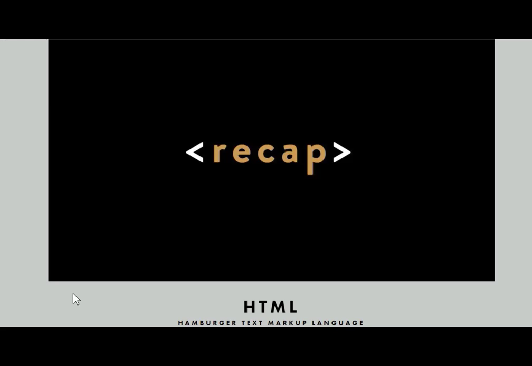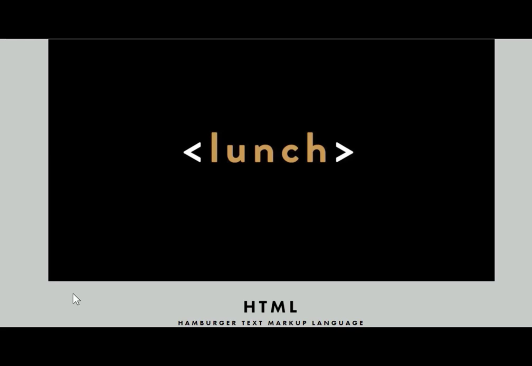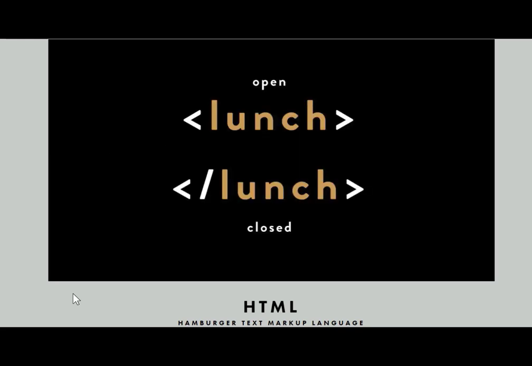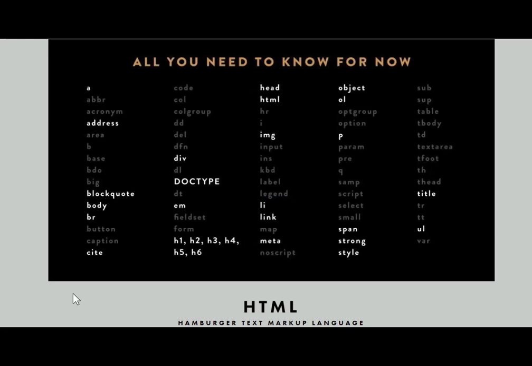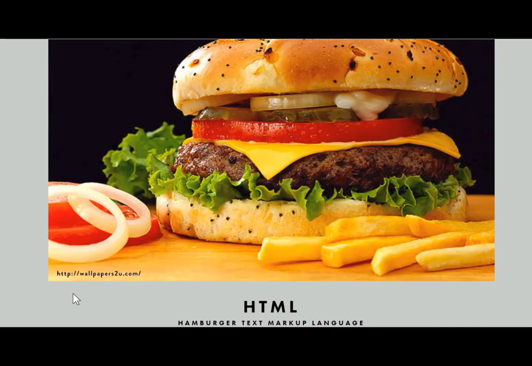Alright, let's recap. HTML tags are used to label content. A tag is contained within these brackets, and you wrap the content you want to label with an open tag and a close tag. There are a limited number of official HTML tags, and you only really need to know a few of them for now. It's important to organize code so it's easy for you and others to read. This makes it much easier to edit in the future. And lastly, I really like hamburgers.